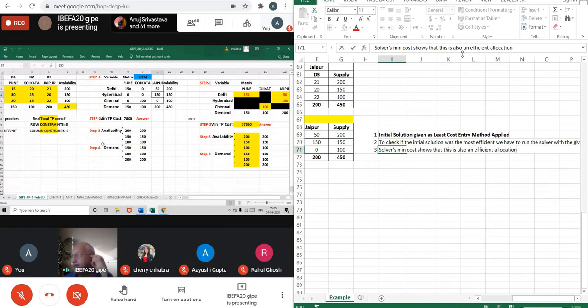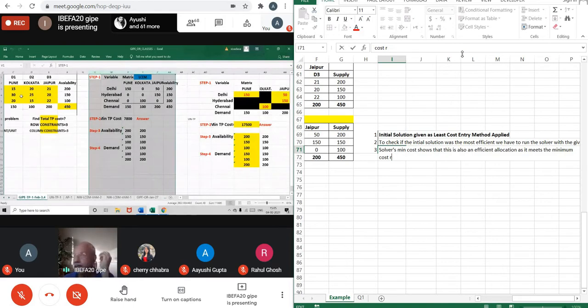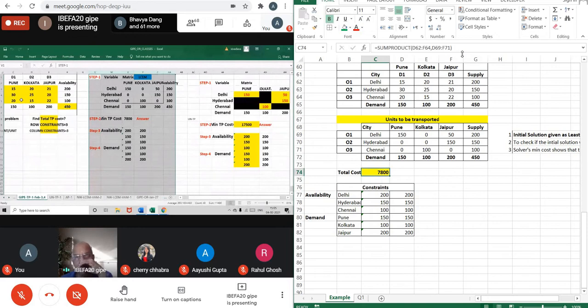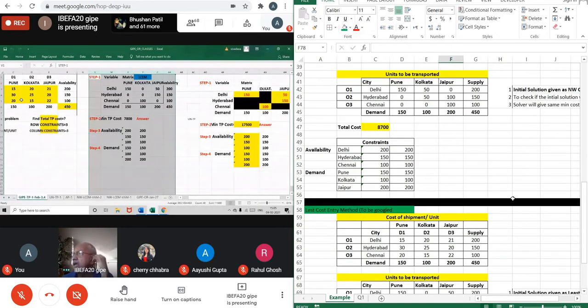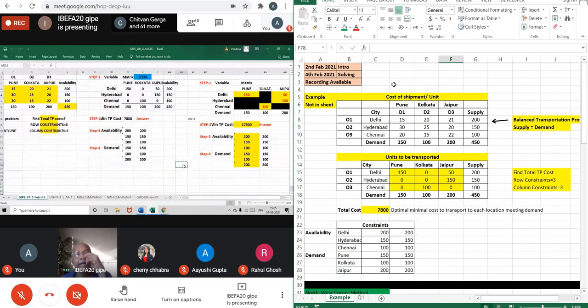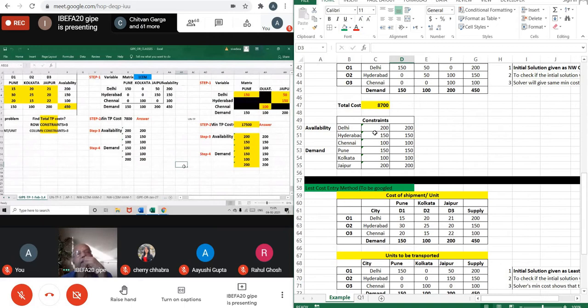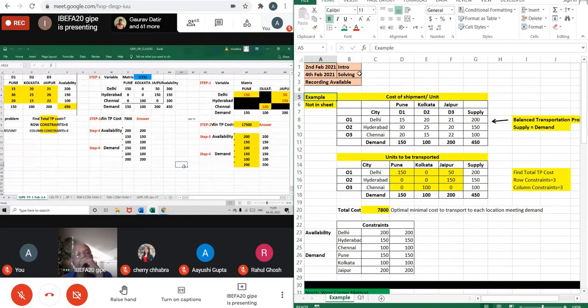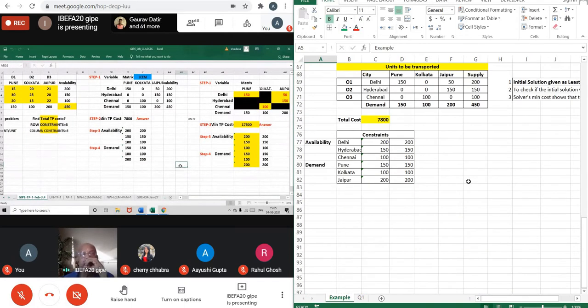So what is the difference between northwest corner method and LCEM? Least cost entry method says among the total cost matrix, always choose the minimum. After every allocation, repeat the process among the surviving costs. That is the work we have done here.